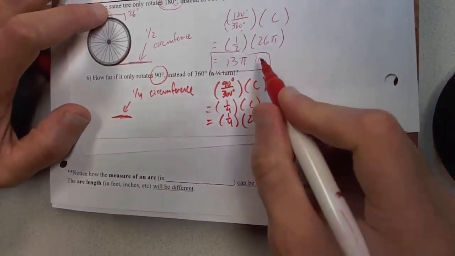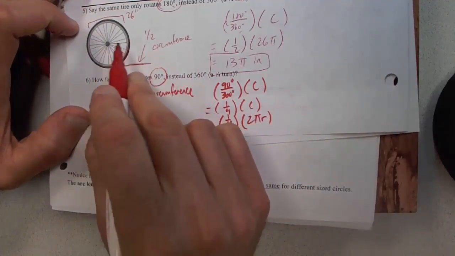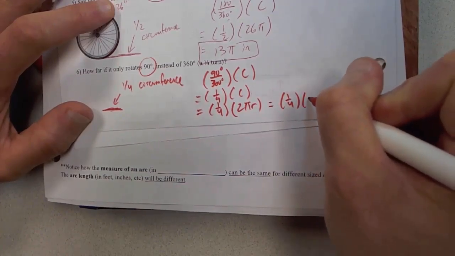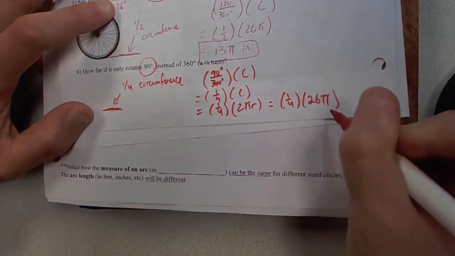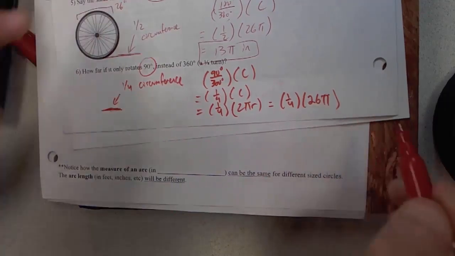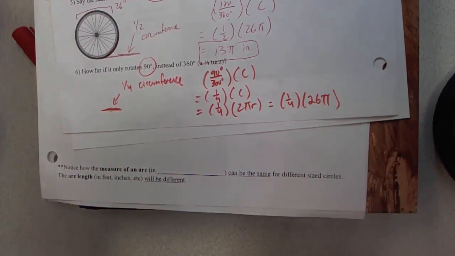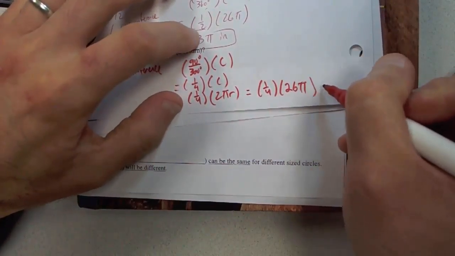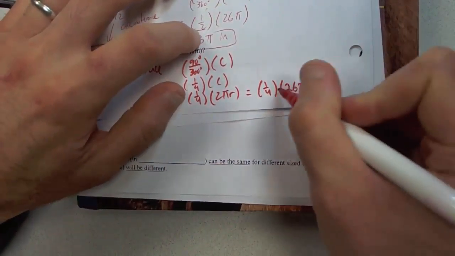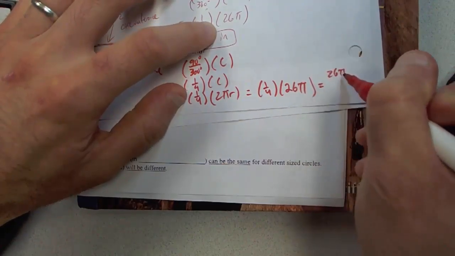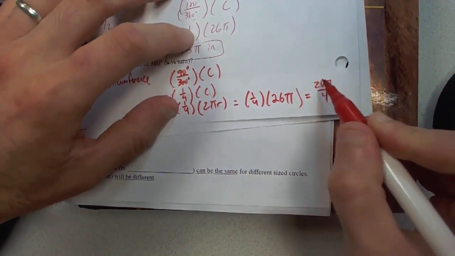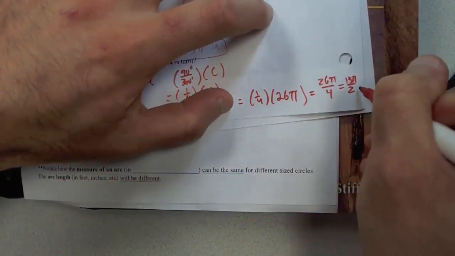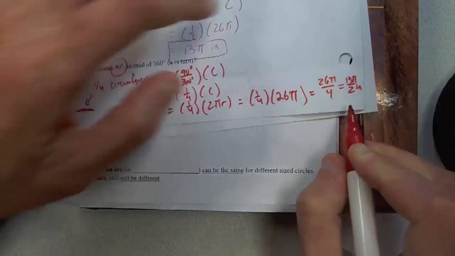In this problem it was 26 pi, because the radius was 13 inches. So we get 1/4 of 2 pi r, or 26 pi. Our total distance is 26 pi divided by 4 inches. I can't divide 26 by 4 cleanly, but I can write it as 26 pi over 4. You can divide numerator and denominator by 2. We get 13 pi over 2 inches.